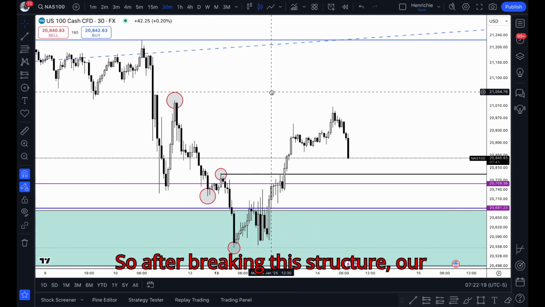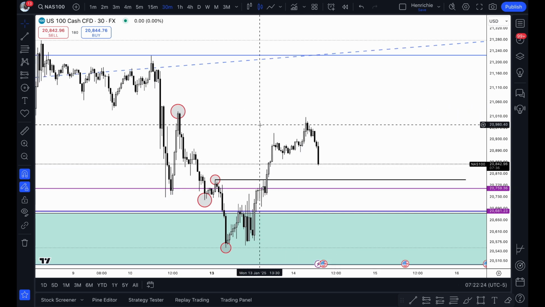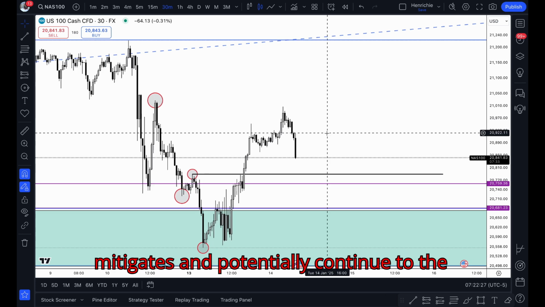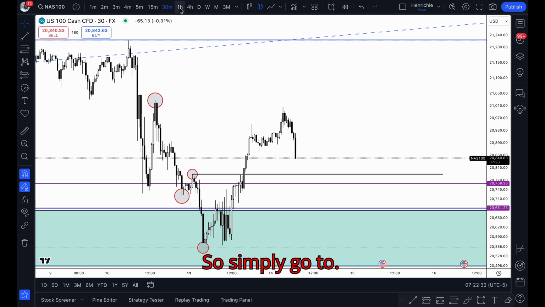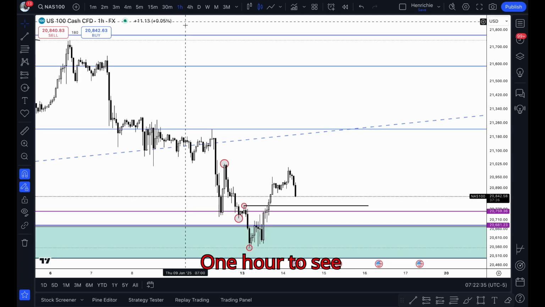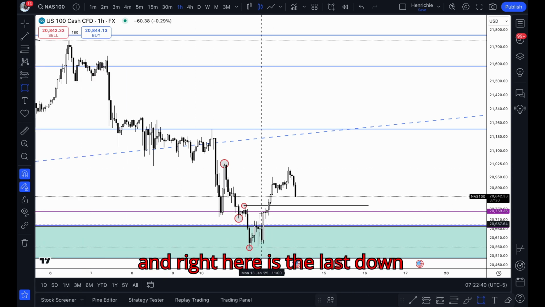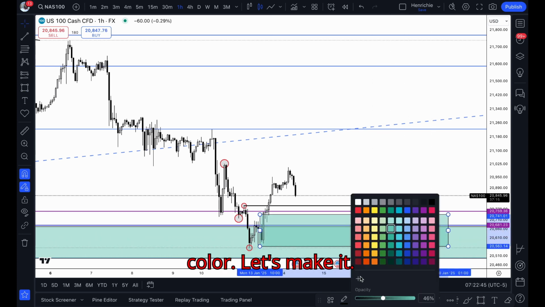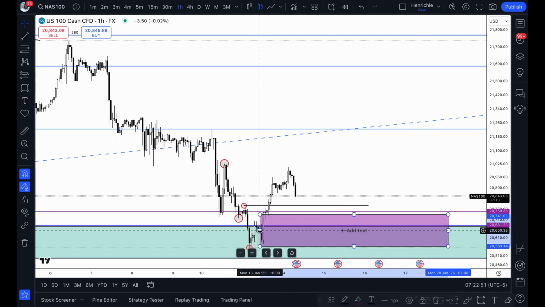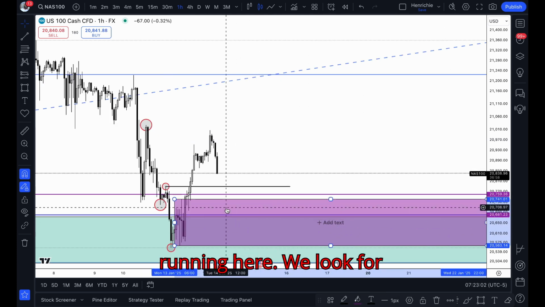So after breaking this structure, our focus is going to be on the key level. Price is going to come down to mitigate and potentially continue to the upside if we're bullish. So we simply go to 1 hour to see the last down close candle, and right here is the last down close candle. We make it a different color. Let's make it purple. So right here, we look for a buy.